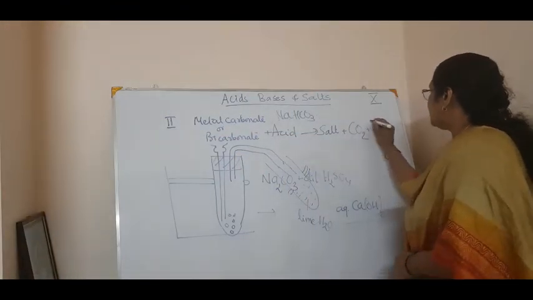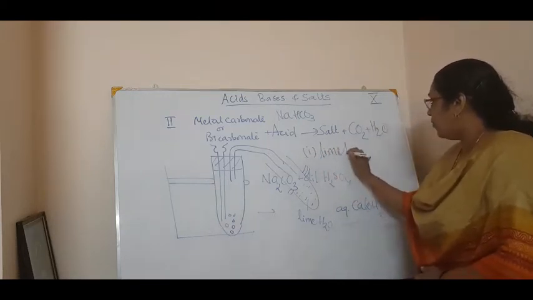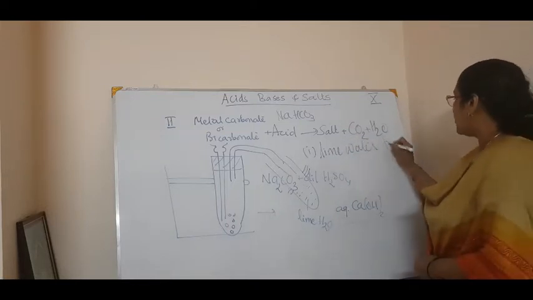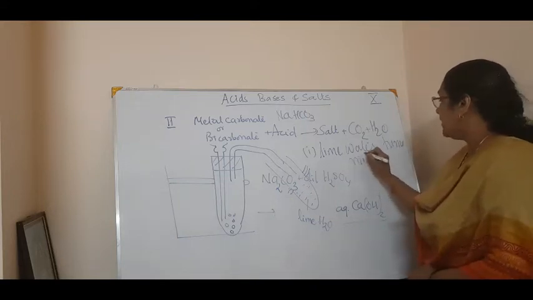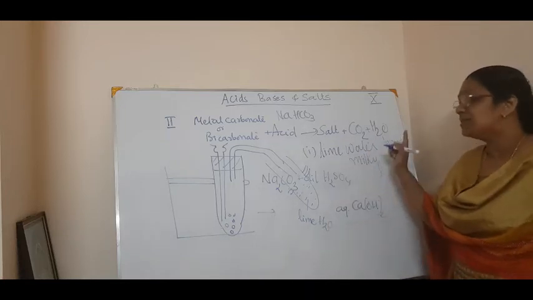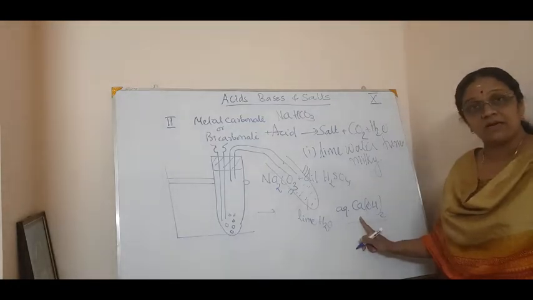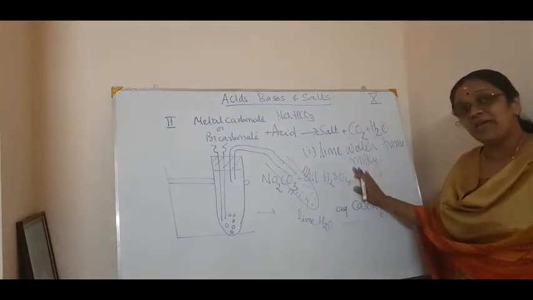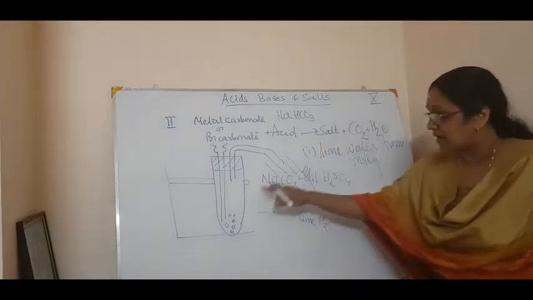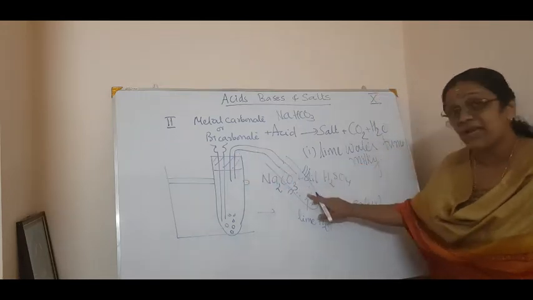The first observation is lime water turns milky. You have to write it like this, not H2O. Now the question arises, why does this lime water turn milky? Lime water is aqueous calcium hydroxide. Why does it turn milky? Because carbon dioxide is evolved and it goes through this delivery tube and comes in contact with the lime water, isn't it?